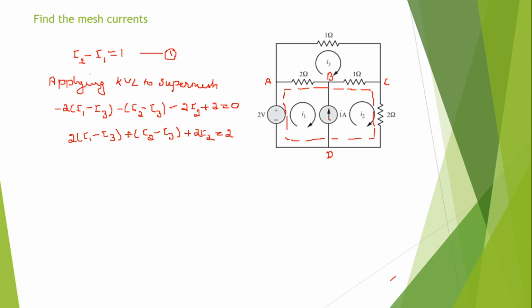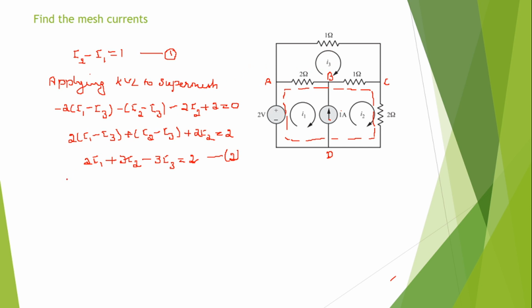So simplifying, what will I get? 2I1, I2 plus 2I2 plus 3I2, minus 2I3 minus 3I3 equal to 2. So this is equation 2. Now 3 unknowns are there, I1, I2, I3, but we obtained only 2 equations. How to obtain the third one? The third one is by applying KVL to mesh 3.